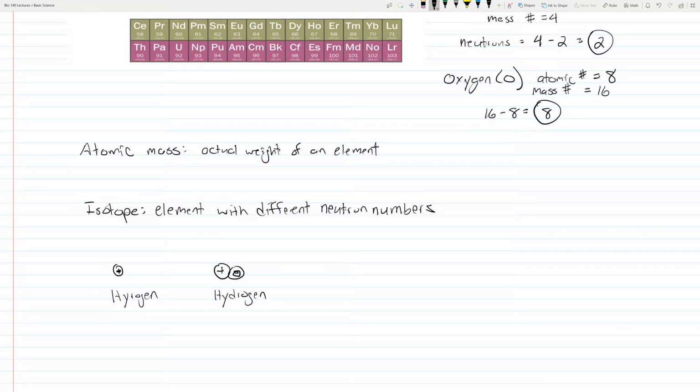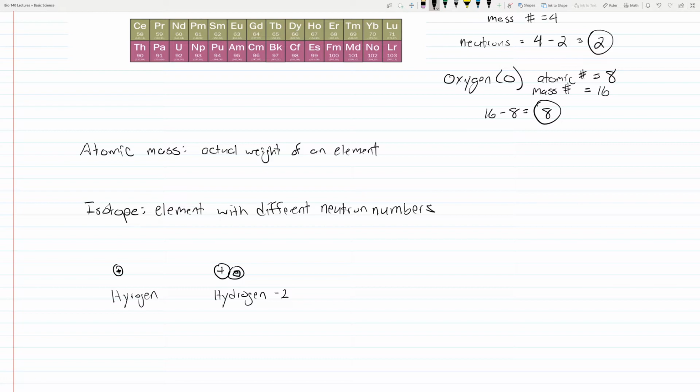Okay, but we would call it hydrogen 2. The reason is because its mass number is now 2. It's still hydrogen. It still acts like hydrogen. It's still just got 1 proton. It's just a little bit heavier because there's an extra neutron in it.